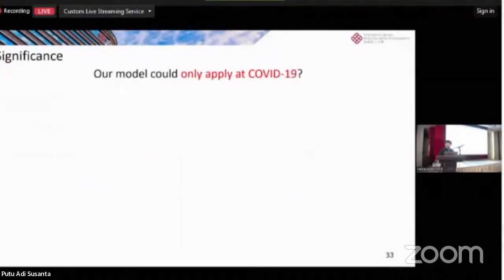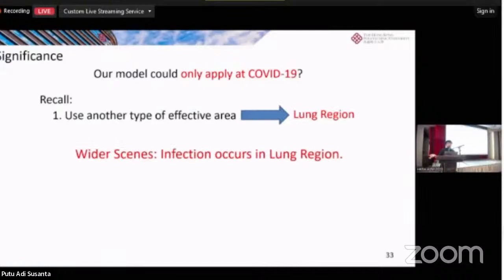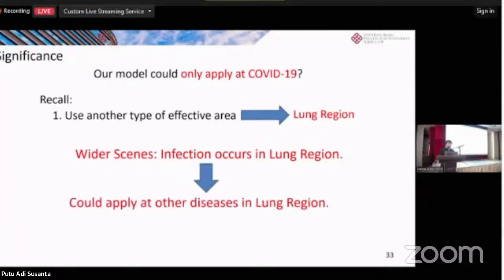Okay, and you may have another question: after the COVID-19 has gone, could our model only apply to COVID-19? The answer is no, because we have the assumption that the infection regions are in the lung regions. This is the assumption of our framework to apply. And we only use the COVID-19 data set as an example. And for all the data which fulfill these requirements, they can also use our pipeline to apply in the differentiation and segmentation of the infected regions.